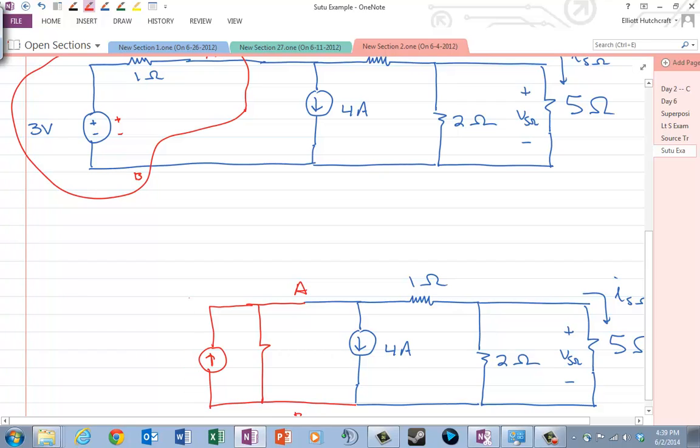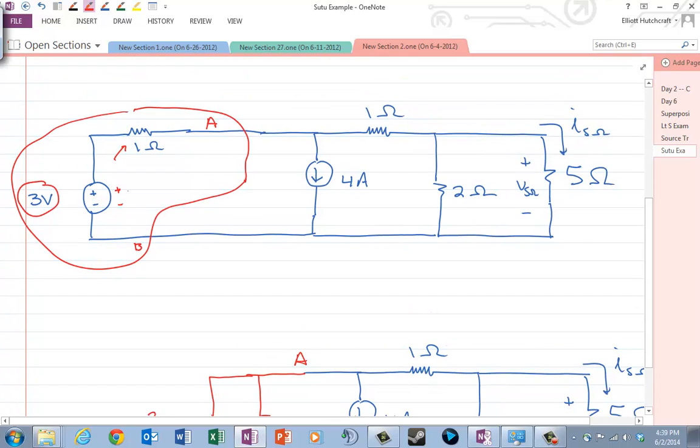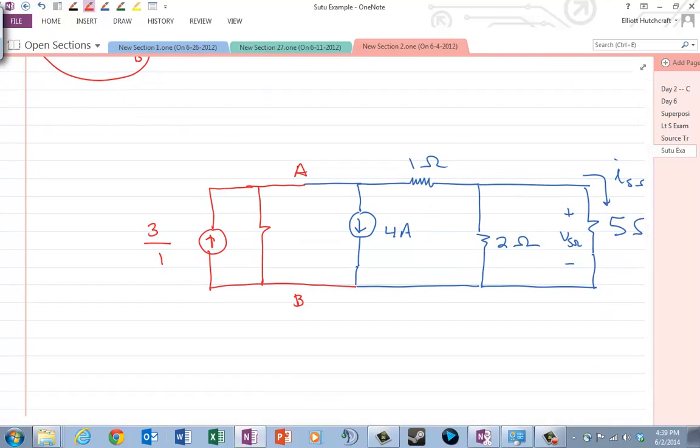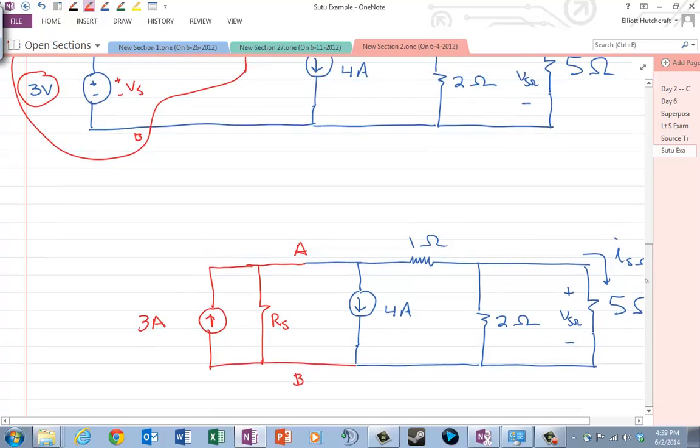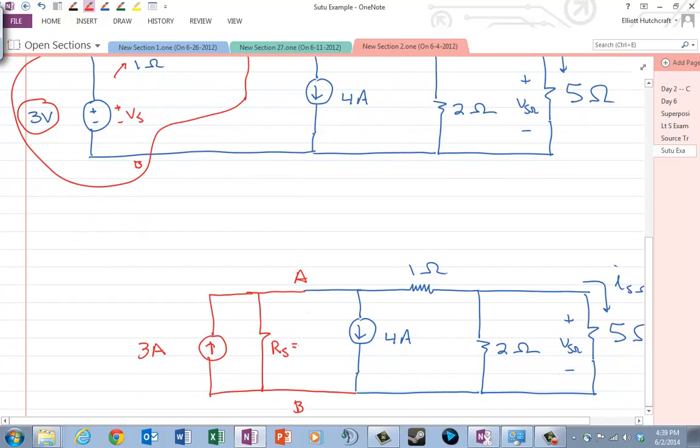And its value is equal to the value that I have right here, which is plus 3, so 3 over 1, because that's the resistance Rs. So just to make it clear, this was Vs, this is Rs. Source transformation says that this goes to a 3 amp source, in parallel with Rs, and that was equal to 1 ohm.